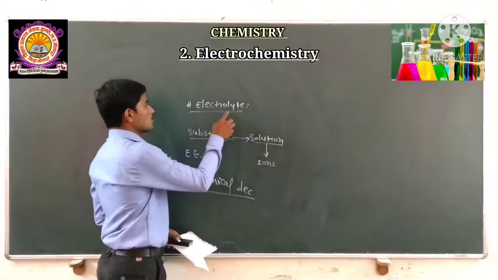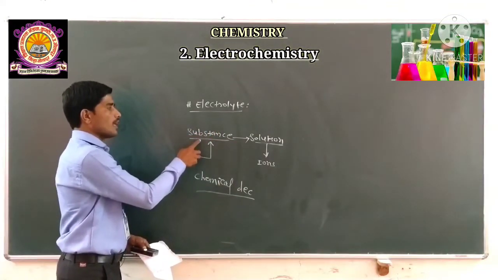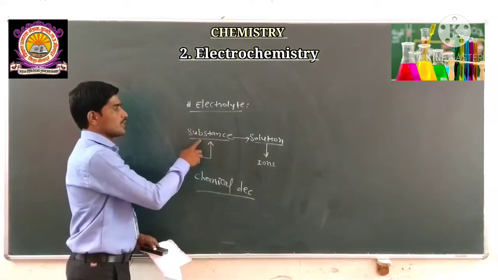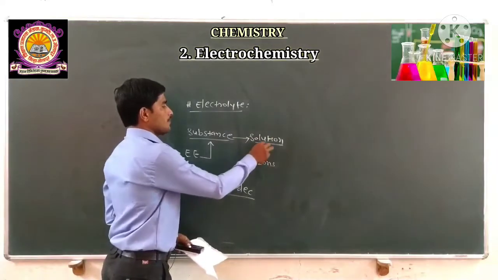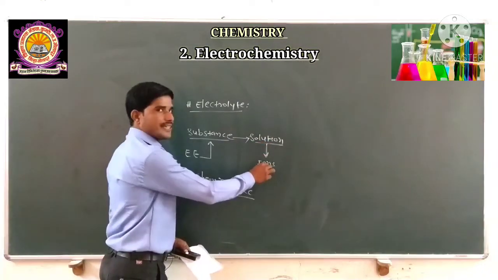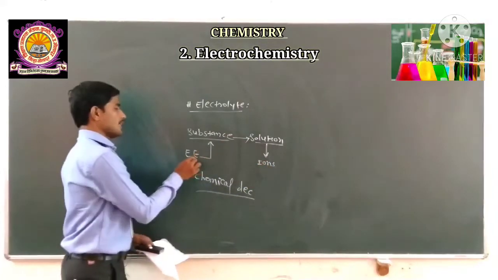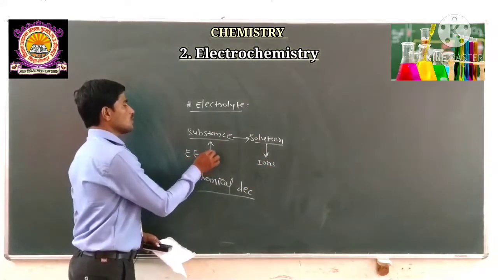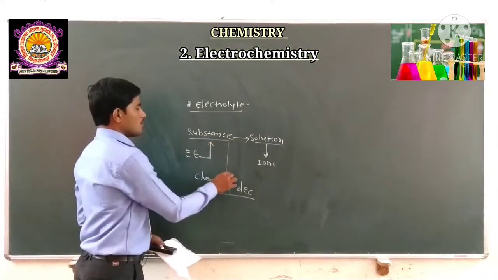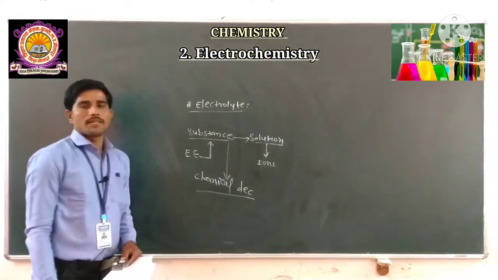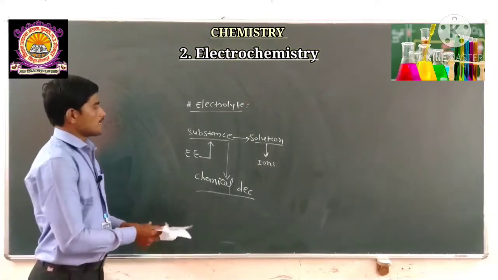So the word electrolyte is nothing but one of the substances. When we place this substance into a solution, it forms ions. And if we pass electric current through this substance, then chemical decomposition will take place.